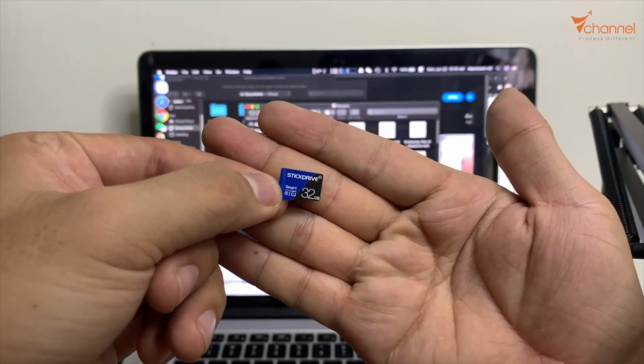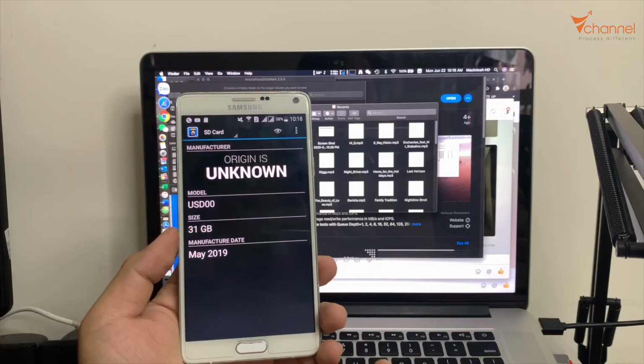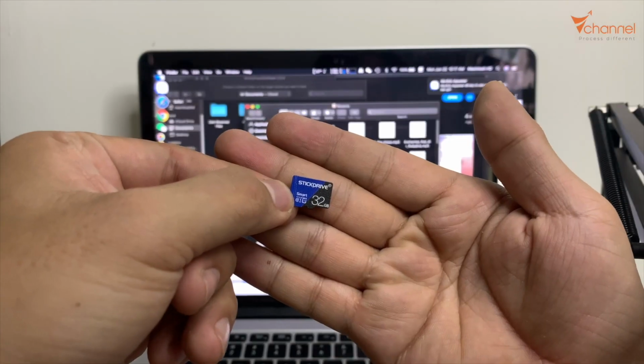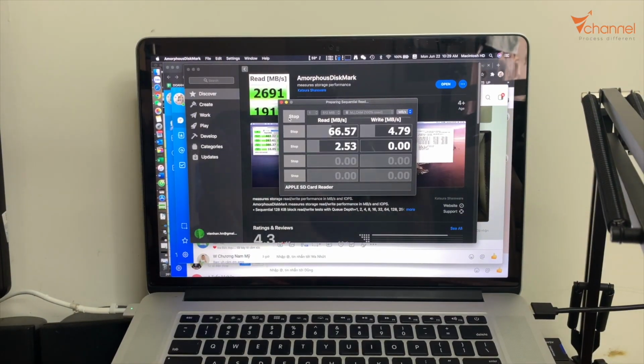Now I test the speed of the low quality memory card. Origin is unknown. Like the fake SanDisk and Samsung cards on the market, it is like this. Very low speed. You can see the write speed is lower than 10 megabyte per second. 128 kilobyte block just 4.79 megabyte per second and 1 megabyte block just 9.5 megabyte per second. Very low.